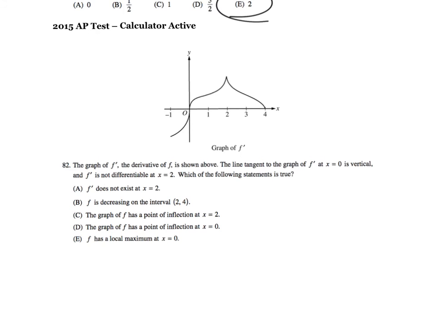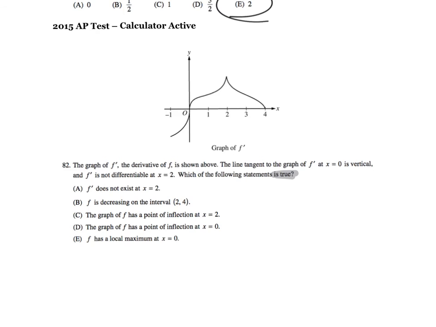Okay, last question on mins and maxes. They gave us a graph of f prime, and we've got a vertical tangent at 0. My slope at 0 is vertical. My slope, f double prime, is not differentiable here. We've got a cusp up there. Which of the following statements is true? So let's go see what we've got.